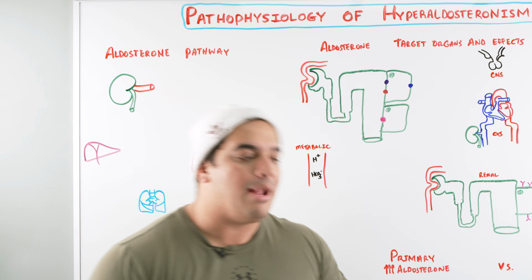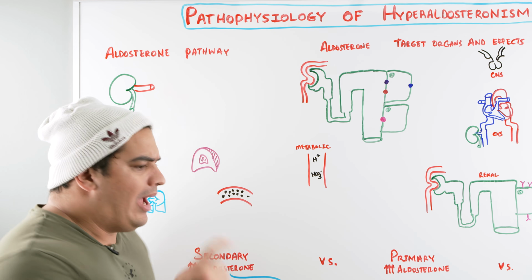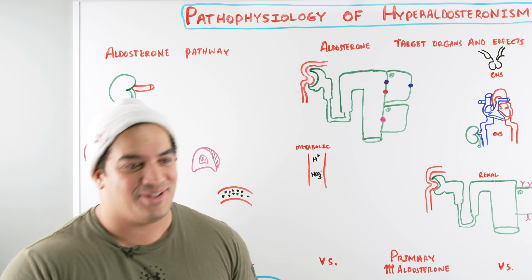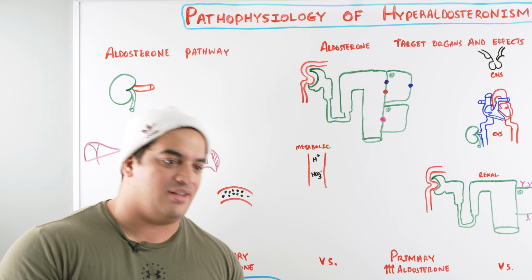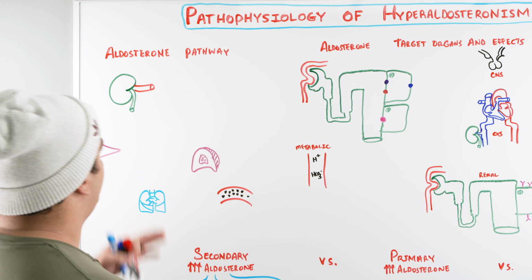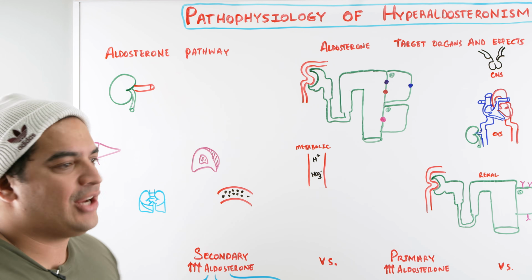But let's talk about hyperaldosteronism. So hyperaldosteronism is actually pretty simple, straightforward. You're making too much aldosterone. But then we get to ask the question, okay, where does aldosterone come from? What's the stimulator? What are the target organs? And all that kind of stuff. So first things first, let's talk a little bit about the aldosterone pathway.